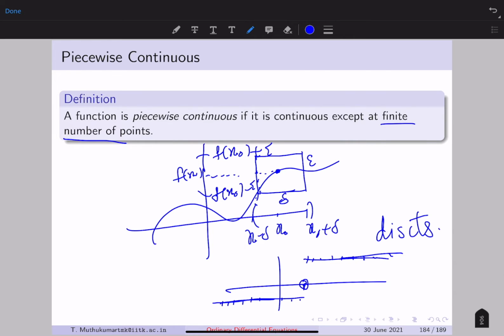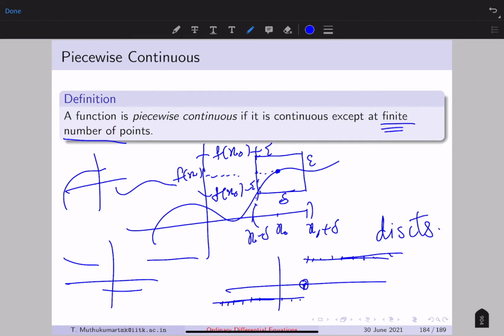This can happen at any finite number of steps. For instance, I could break it at multiple points. A function like that. In fact, one could also have a function like this, and then like this, so there is a break here. These are all continuous functions except at a finite number of points. These are called piecewise continuous. So you have a finite number of segments in which the function is continuous.